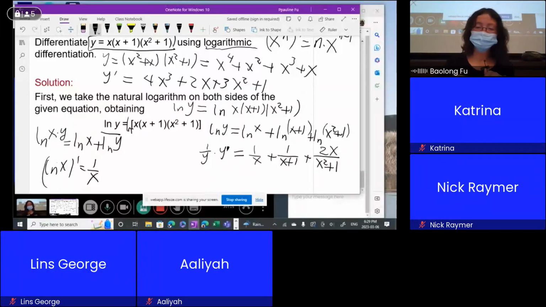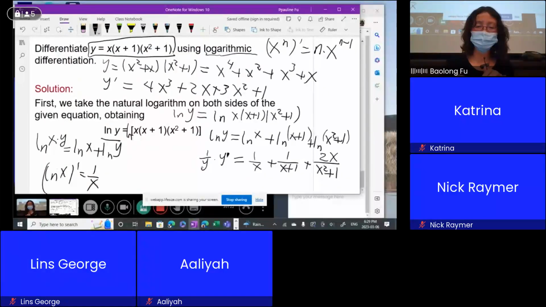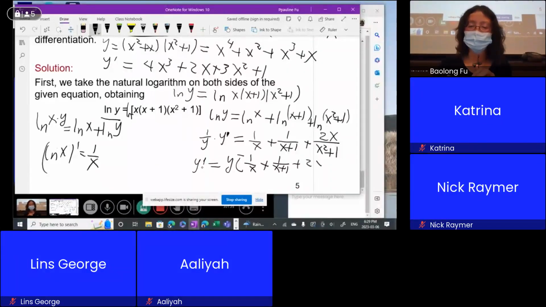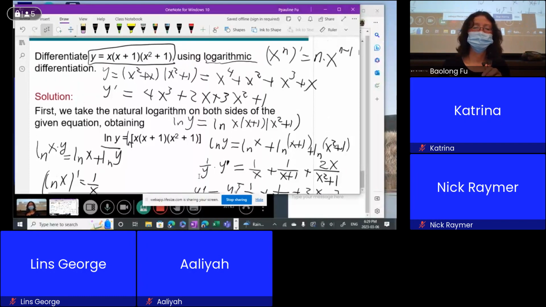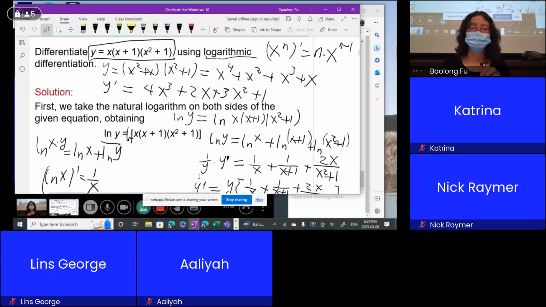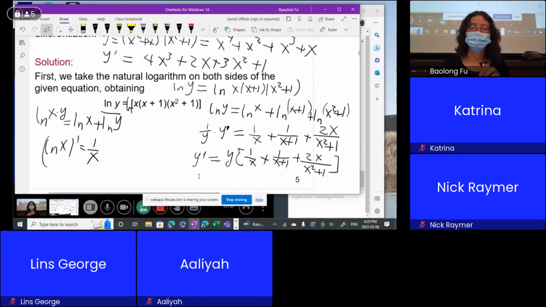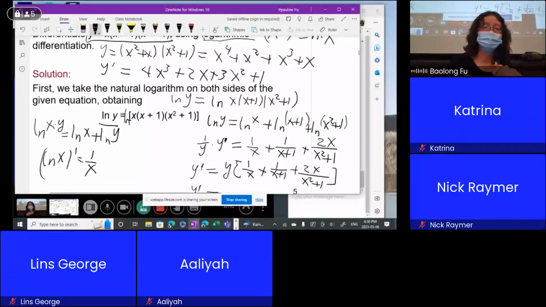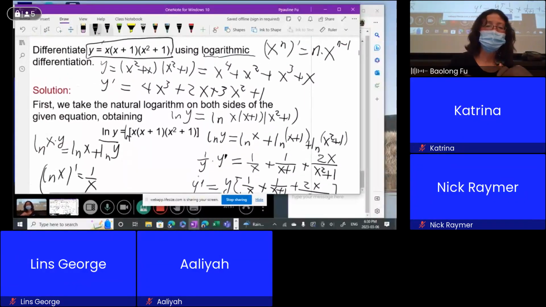And after that, our objective is to solve for this y prime. Okay? So both sides you multiply by y, you get y prime equal to y times the bracket. Keep on going. What is y? y equal to this one here. Plug in y to here.